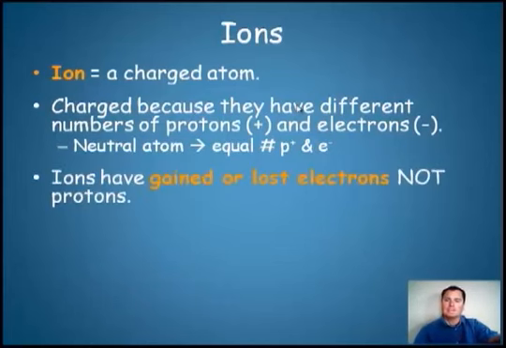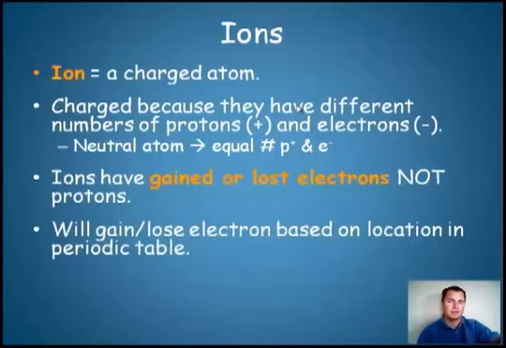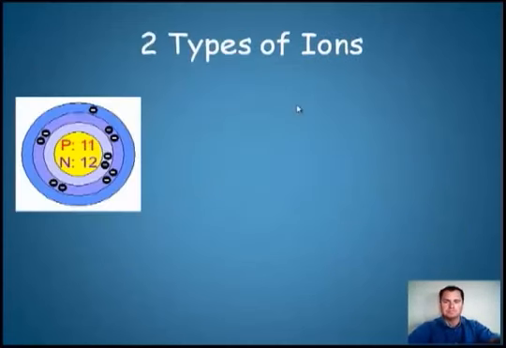Okay? So ions have gained or lost electrons, not protons. Remember that. We can't change the number of protons. If we change the number of protons, we change the element. That's what alchemists tried to do back in the Middle Ages, turn lead into gold. You can't do that. The protons are too tightly bound in the core, and the number is used to identify the elements. But you can change the number of electrons. Okay? And atoms will either gain or lose electrons based on their location in the periodic table, because where they are in the periodic table tells us where their current electrons are located.